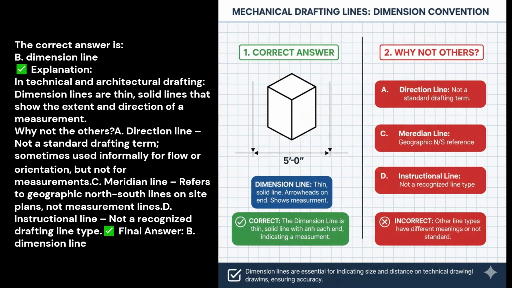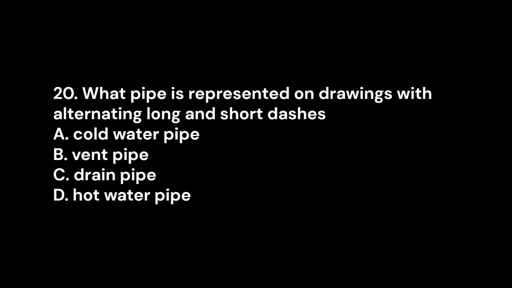Why not the others? A. Direction line is not a standard drafting term, sometimes used informally for flow or orientation, but not for measurements. C. Meridian line refers to geographic north-south lines on site plans, not measurement lines. D. Instructional line is not a recognized drafting line type. Final answer, B. Dimension line. Number 20. What pipe is represented on drawings with alternating long and short dashes?